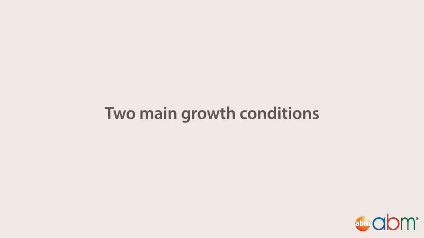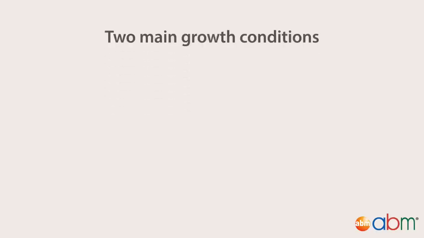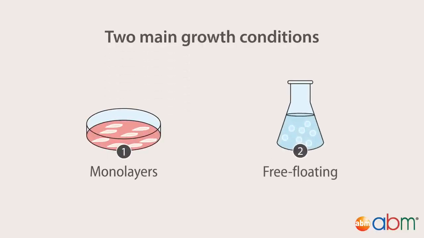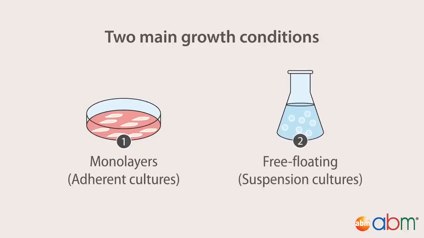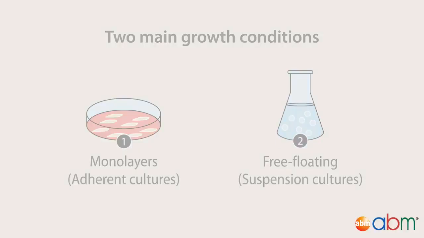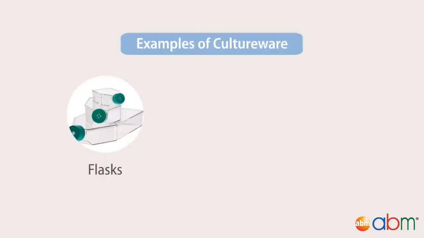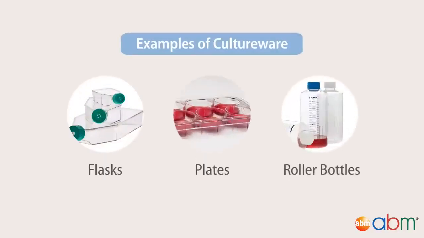Primary cells and established cell lines in culture usually adopt one of two growing forms. They either grow as monolayers or are free-floating in culture media. Cells that form monolayers are also often referred to as adherent cultures, while the free-floating cells are called suspension cultures. Knowing the growth properties of the cells can help scientists choose the appropriate cultureware for their experiments.